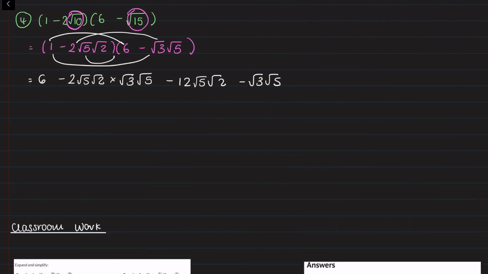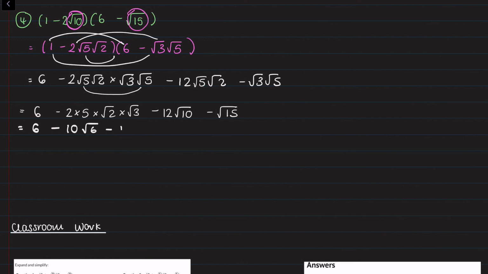Now I need to simplify this. So my 6 is going to stay as 6. Then here I've got a root 5 times a root 5. So that's going to turn into minus 2 times 5 times root 2 times root 3. And then I can put this back to root 10. And I can put this back to root 15. So I end up with 6 minus 10 root 6 minus 12 root 10 minus root 15.